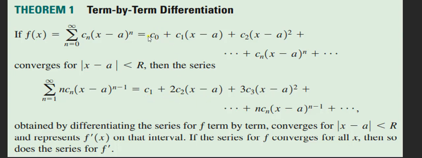because look at the terms now. What's the derivative of c of 0? That's a constant. The derivative of c of 0 will be 0. And what's the derivative of this? That will be just c1. And what's the derivative of that? That's going to be 2c2 times the quantity x minus a, and so forth. So even though you take the derivative, the radius of convergence stays the same.